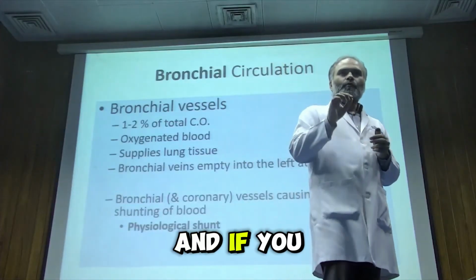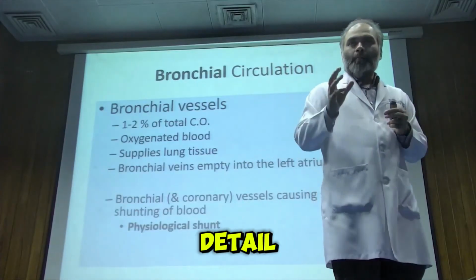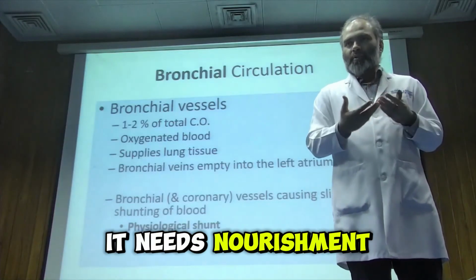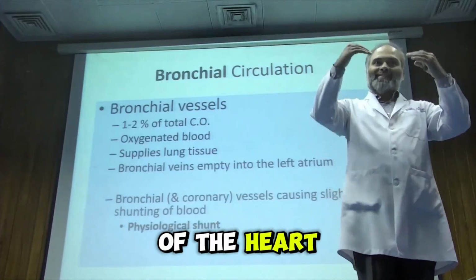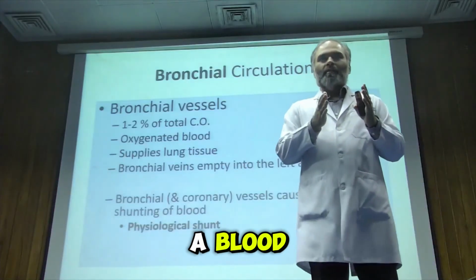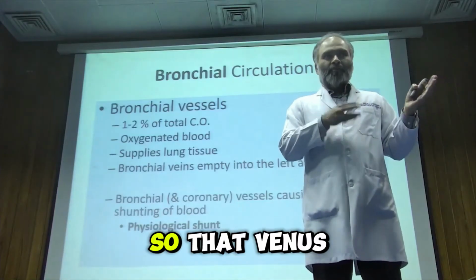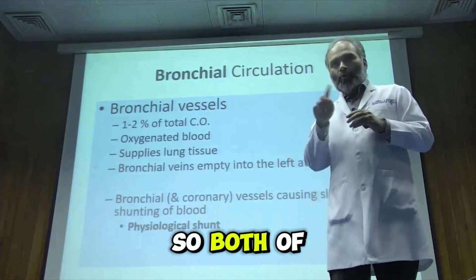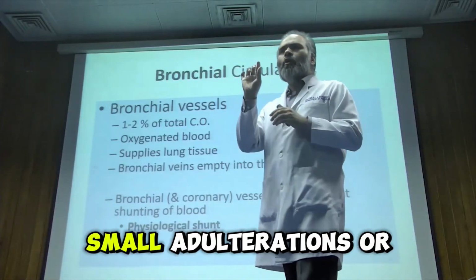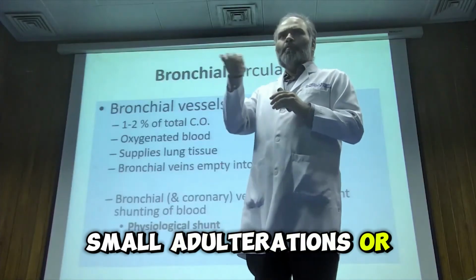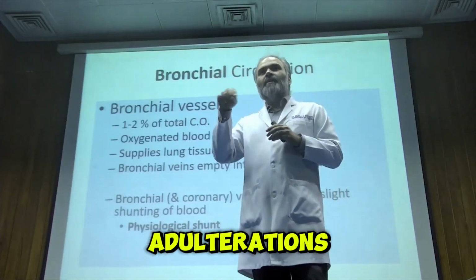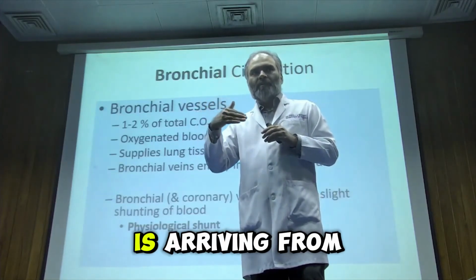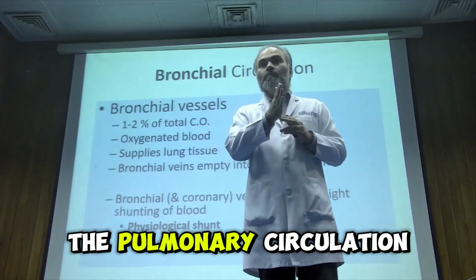And if you really want to remember it in detail, the heart's own blood, the heart is also an organ, it needs nourishment. So the coronary vessels of the heart itself also have a venous division. That venous division also gets dumped into the left side of the heart. So both of these small adulterations, not pollutants but adulterations, drop the oxygen concentration of the blood arriving from the pulmonary circulation.